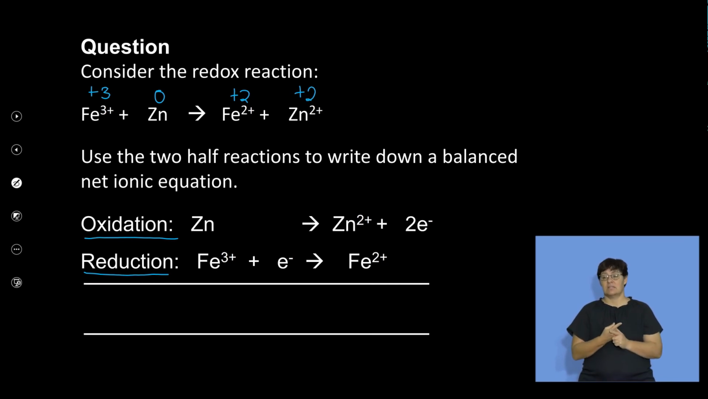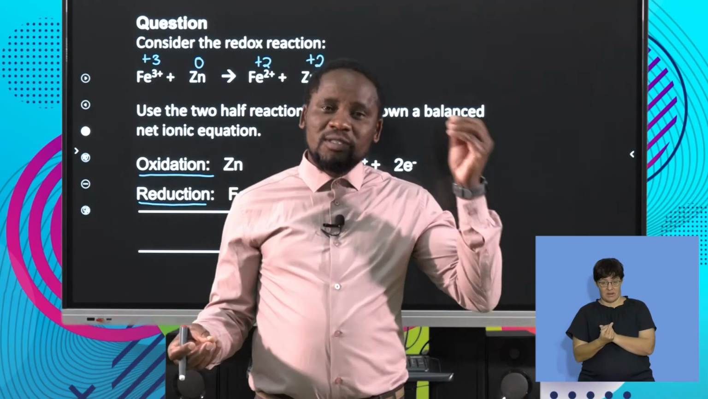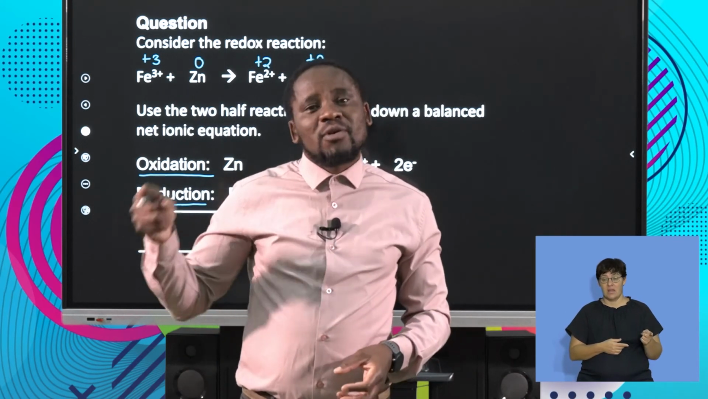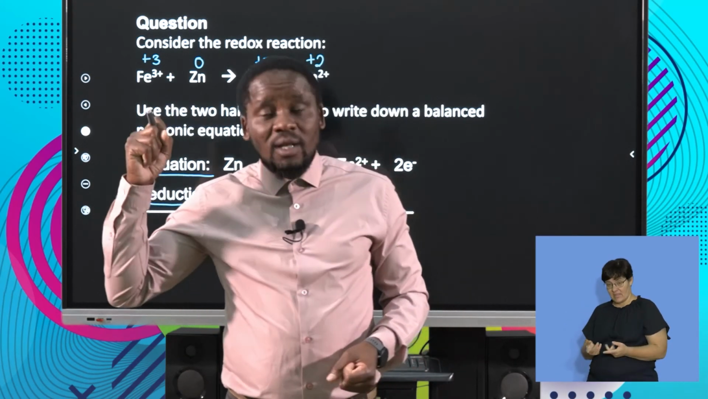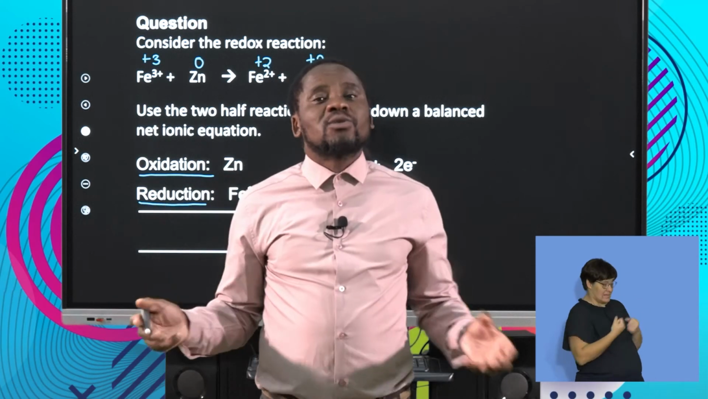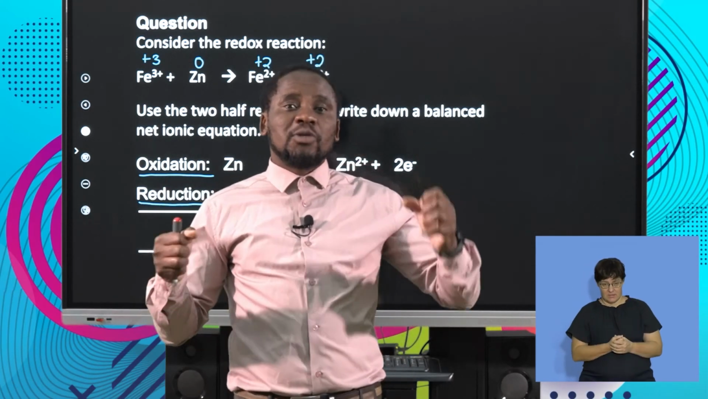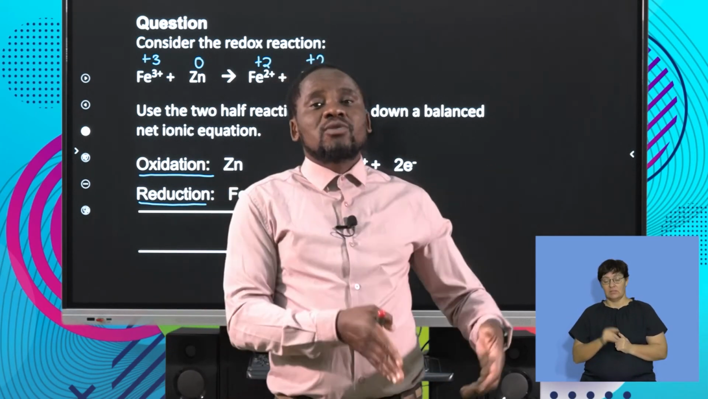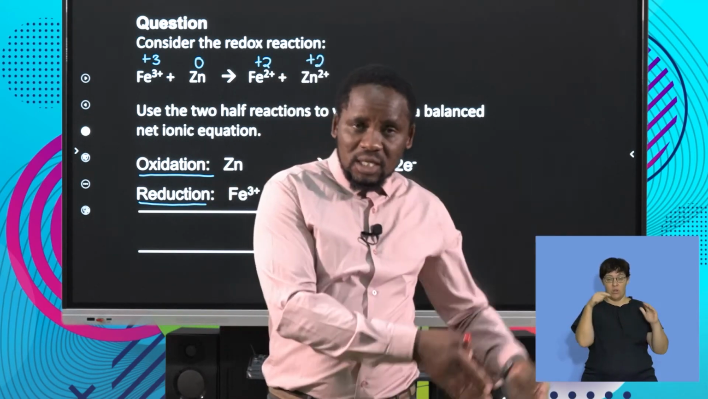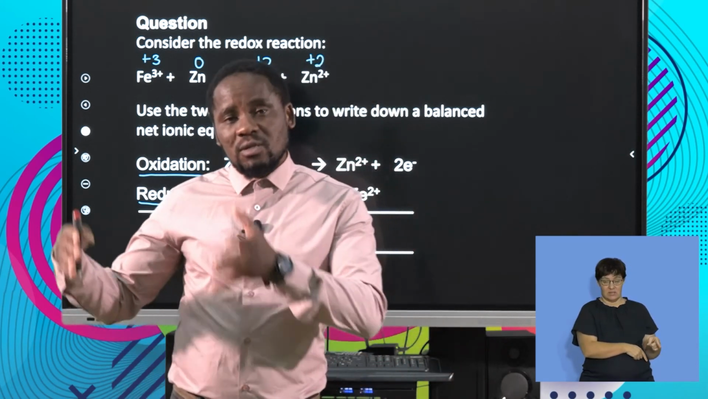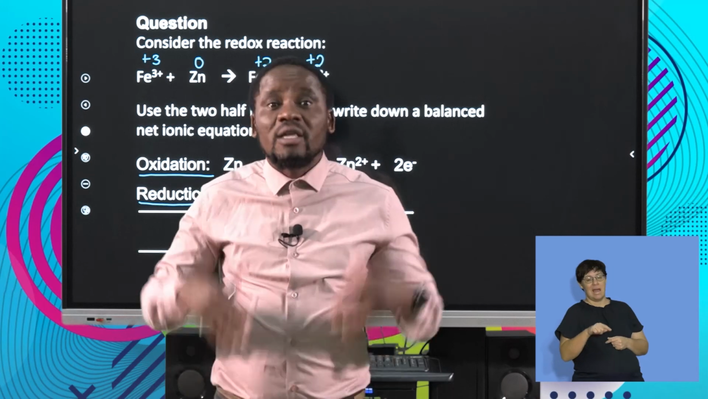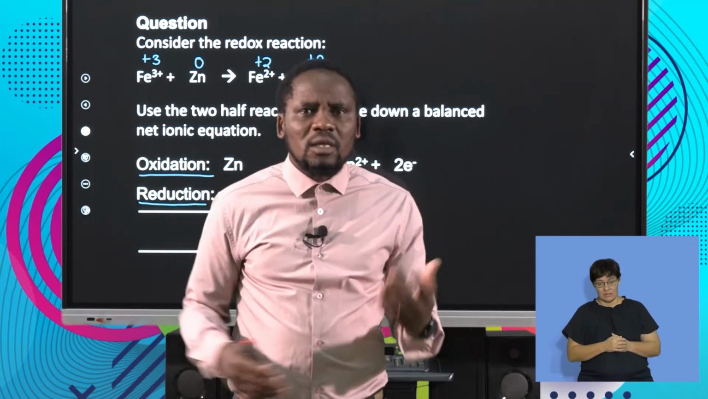But remember, if a transfer does take place, whatever species A loses is the same number of electrons that species B will gain, in the case of electrons being transferred between A and B. So in this case, the number of electrons lost by zinc atoms must be equal to the number of electrons gained by the iron 3 ions in that transfer. That's the long and short of it.